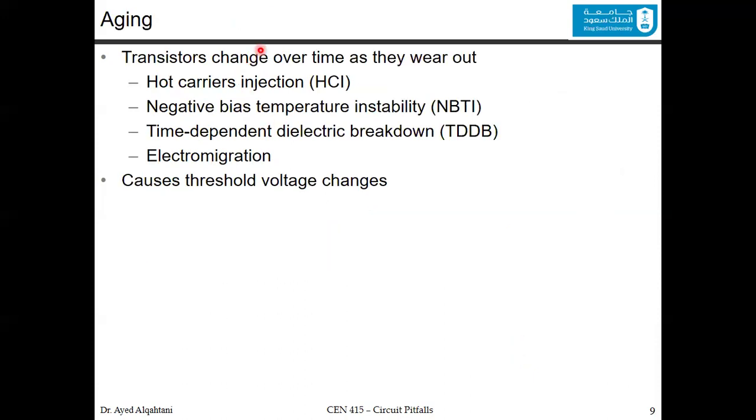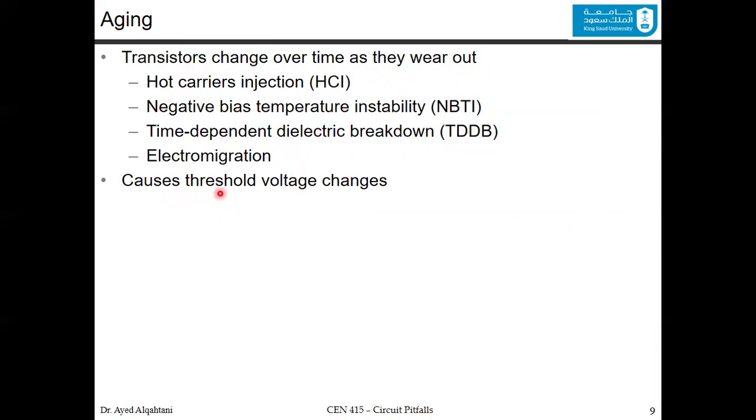Now for the aging or the wear out. Transistors change over time as they wear out. Reasons for this are the HCI or hot carrier injection, the NBTI or negative bias temperature instability, the TDDB, the time-dependent dielectric breakdown, or the electromigration. These four main reasons affect the transistor age.